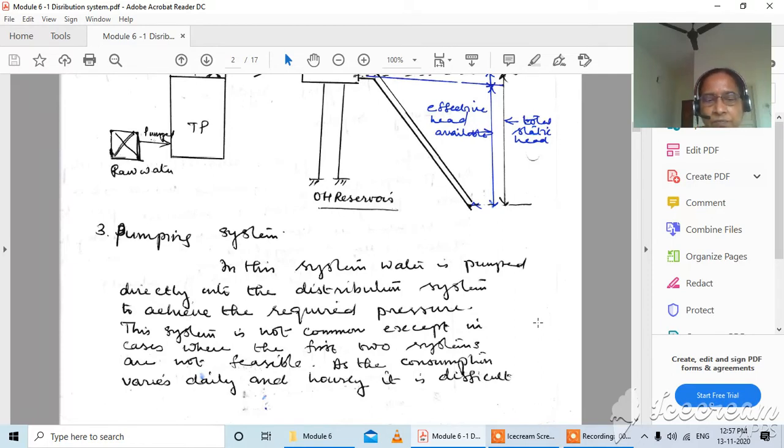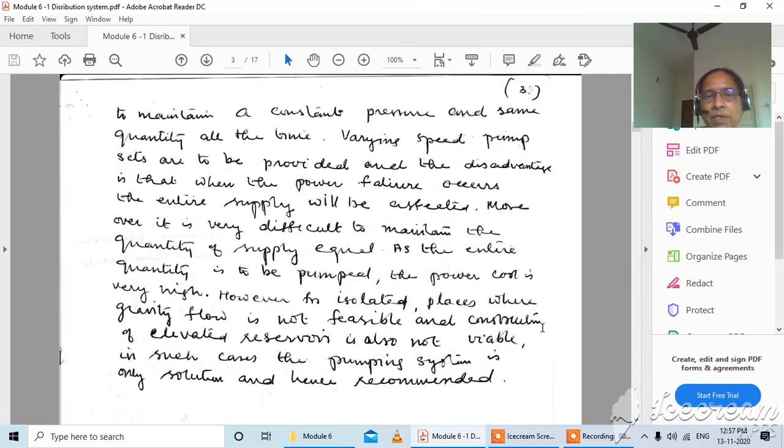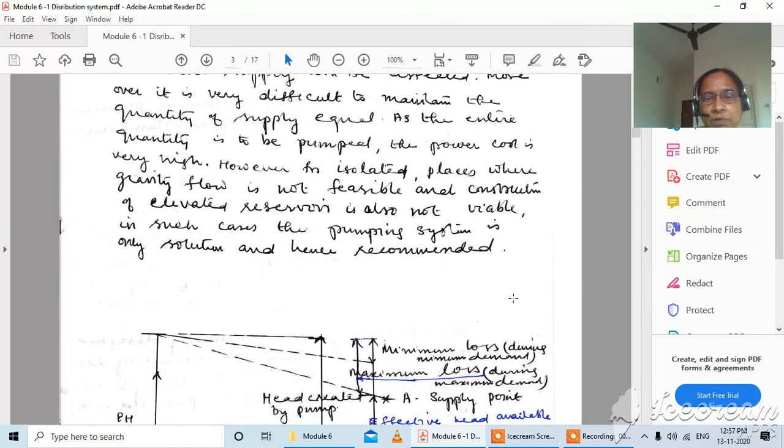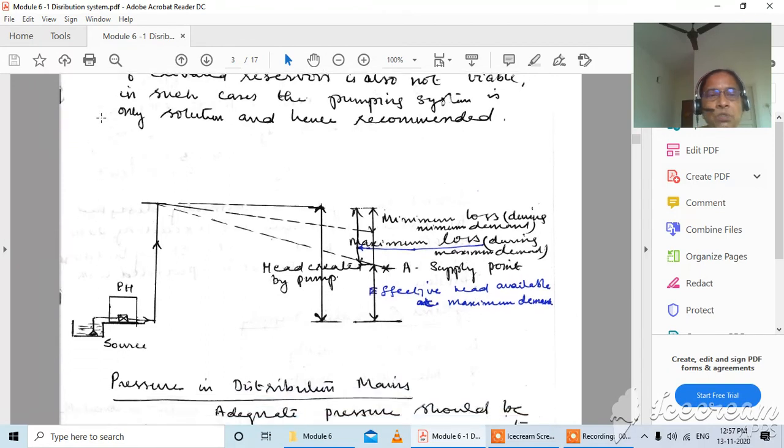As the consumption varies daily and hourly, it is very difficult to maintain a constant pressure and same quantity at all the time. So here we will discuss the system first, then we will go on discussing what is the problem with this particular system.